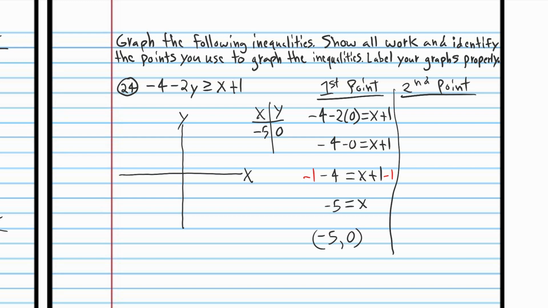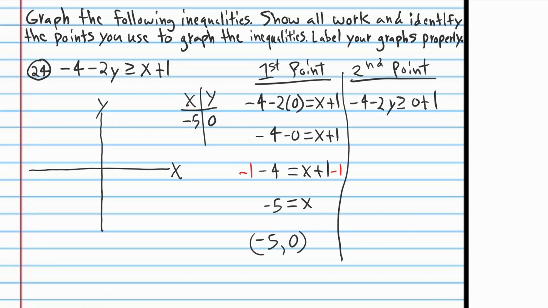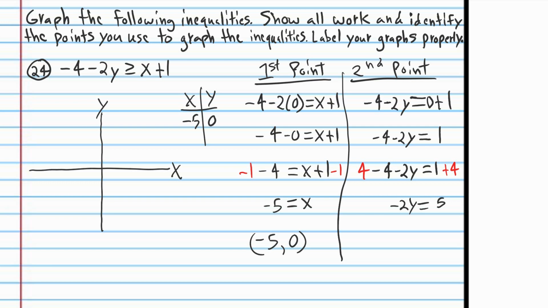And for the second point, I'm going to put a divider here. I'm going to let x equal 0 for the second point. So we have negative 4 minus 2y, and I'm going to switch that to an equal sign. Negative 4 minus 2y is equal to 1. I should probably just rewrite that equation. We're going to add 4 to both sides of the equation, and we get negative 2y is equal to 5.